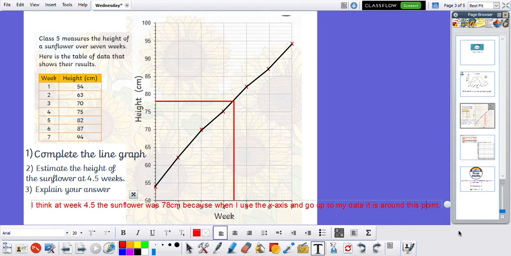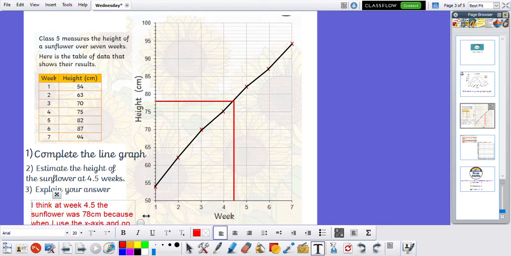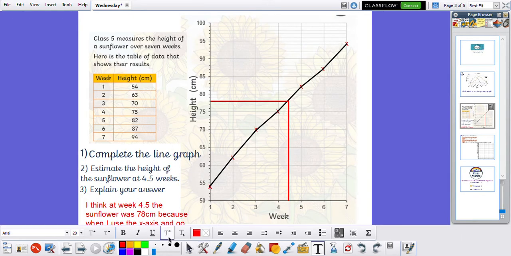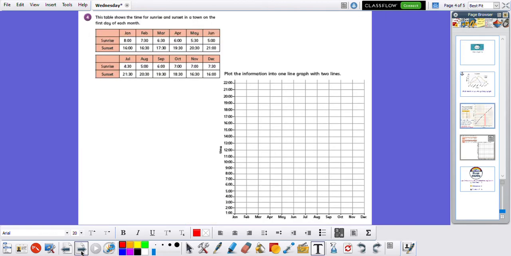However, just because our line goes to that point doesn't necessarily mean that that's 100% accurate, because my line could be slightly skewed. I might not be exactly halfway between 4 and 5. I could be a little bit under or a little bit over. So it's an estimation, it's not going to be perfect. Just think about that when you're marking your answers as well. Okay, and then let's move on.